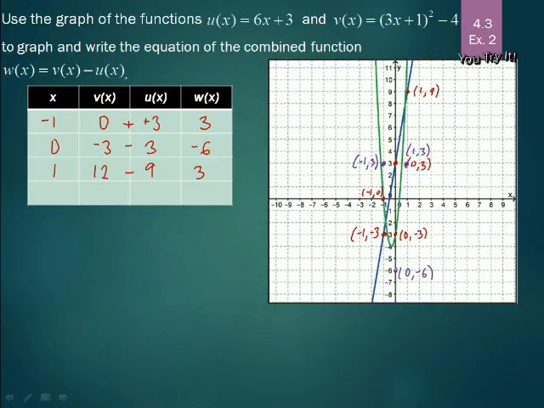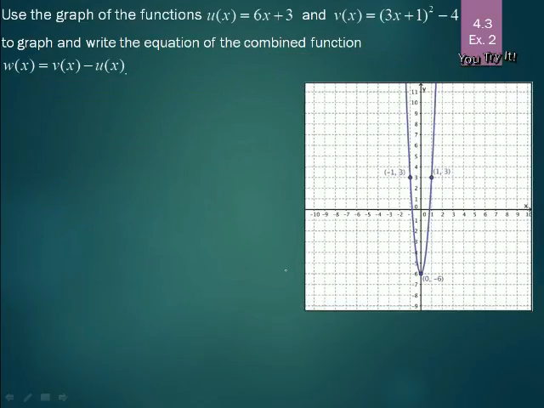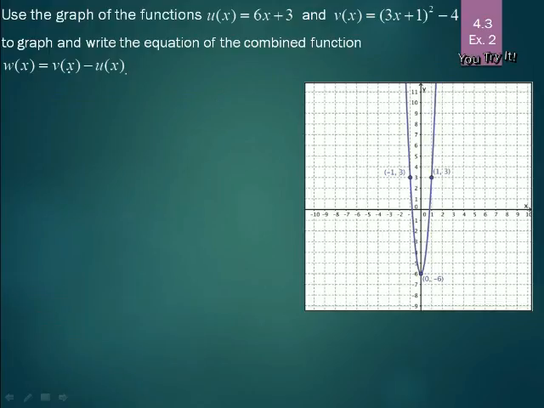Okay, so now let's just connect our points here. We have a very narrow parabola. Almost looks like a V, but it's not. It's a very narrow U. So that is our graph, w of x. And so I have the graph again here on the next page, just so you can see it nice and neat. And let's go ahead and find our equation.